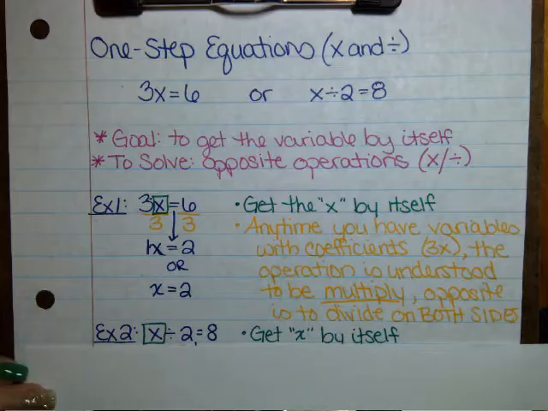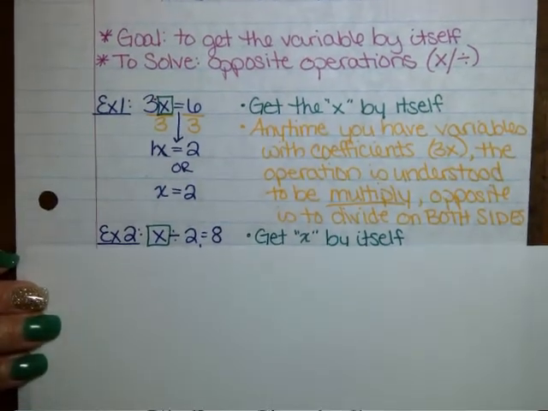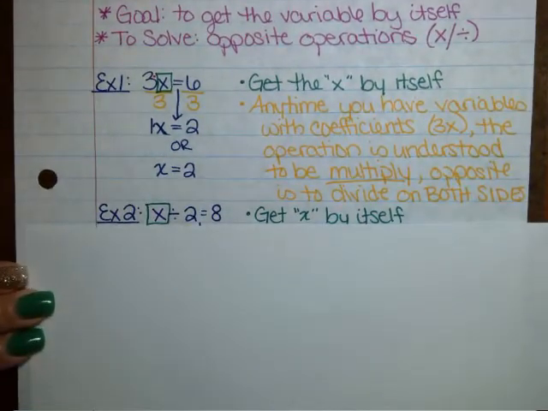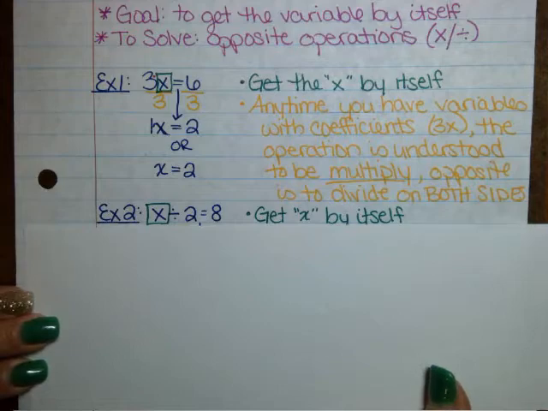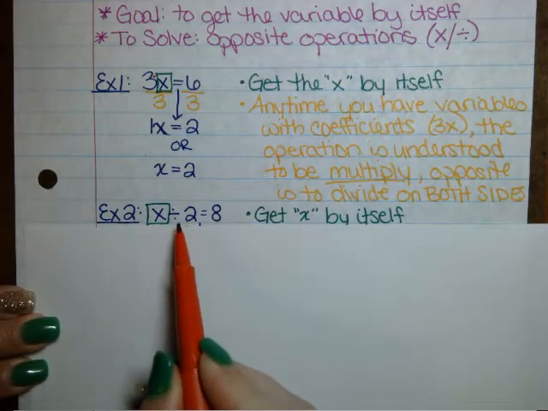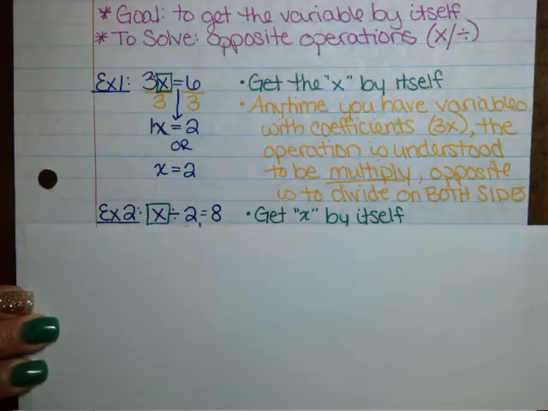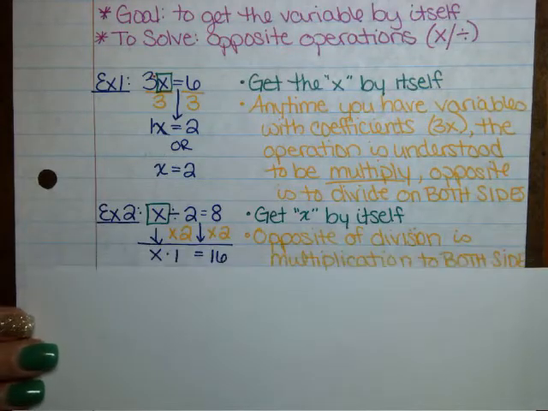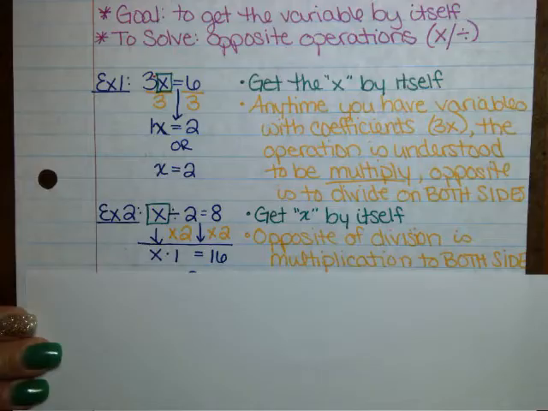For example 2, it reads x divided by 2 is equal to 8. Again, the goal is to get the variable by itself, so I've put a box around it. Right now it's telling you to divide by 2, so the opposite of division would be multiplication on both sides.